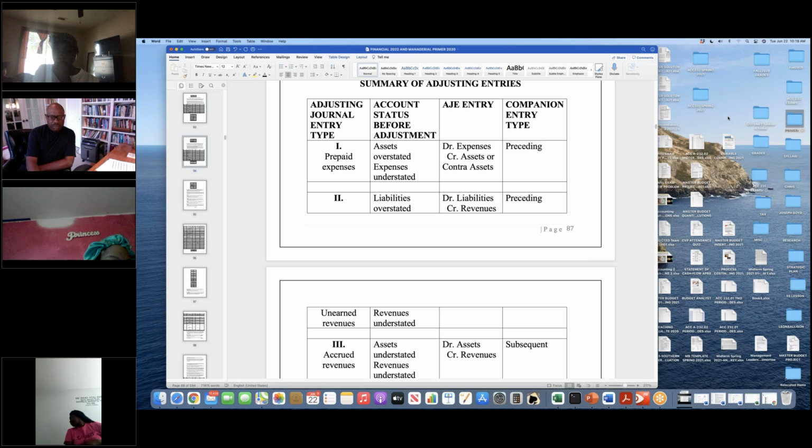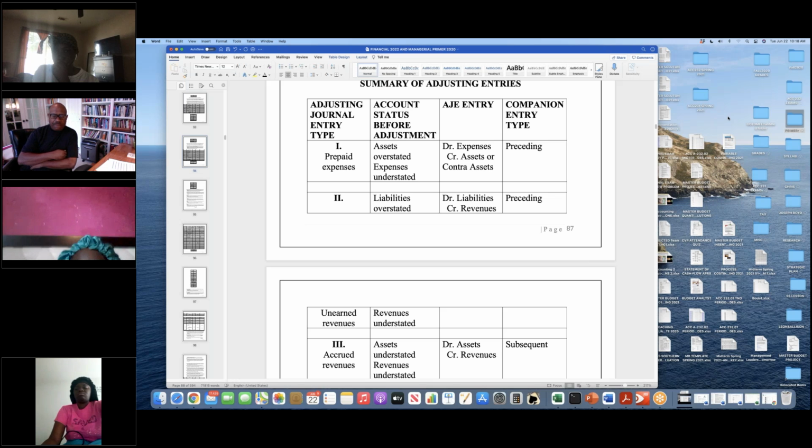That is, in effect, how the type 3s work. And then type 4 is accrued liabilities. And I'll pull it up in just a second.